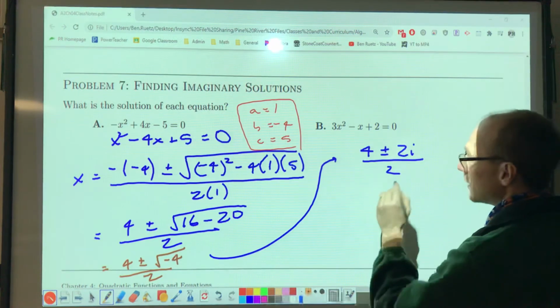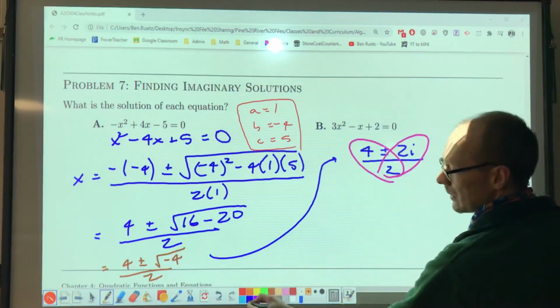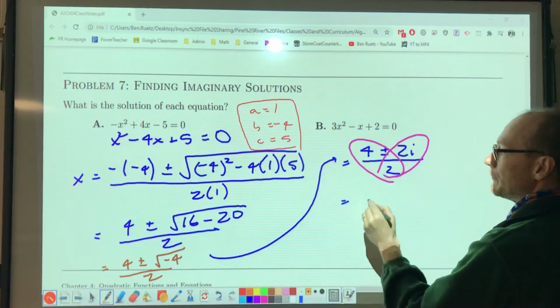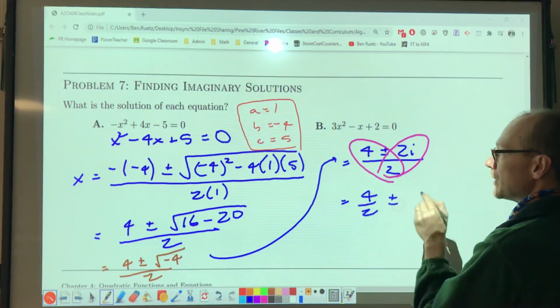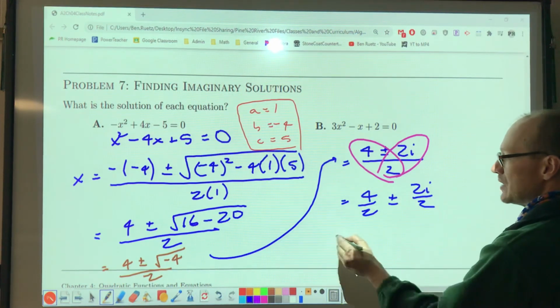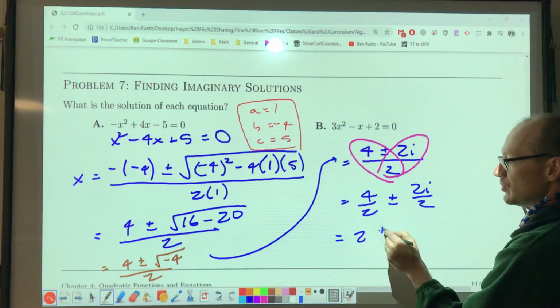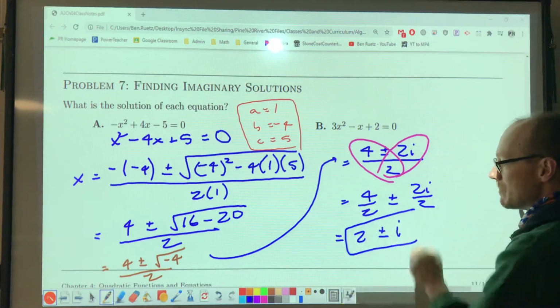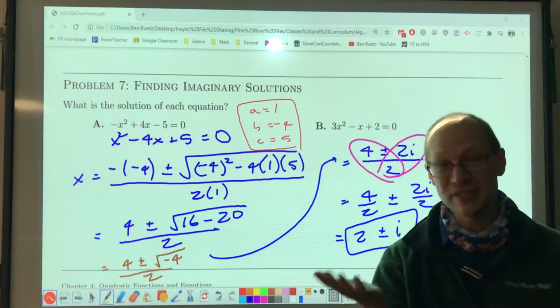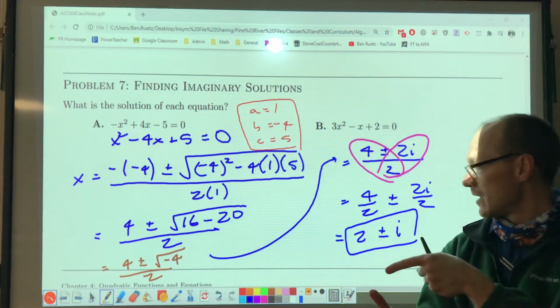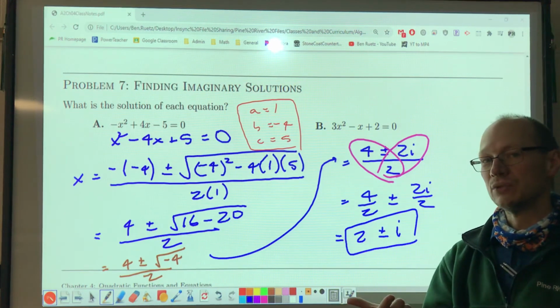Let's Valentine heart this thing. And we end up getting 4 over 2 plus or minus 2i over 2. Each of those fractions reduces to 2 plus or minus i. My two answers that you cannot see because they're imaginary are 2 plus i and 2 minus i.